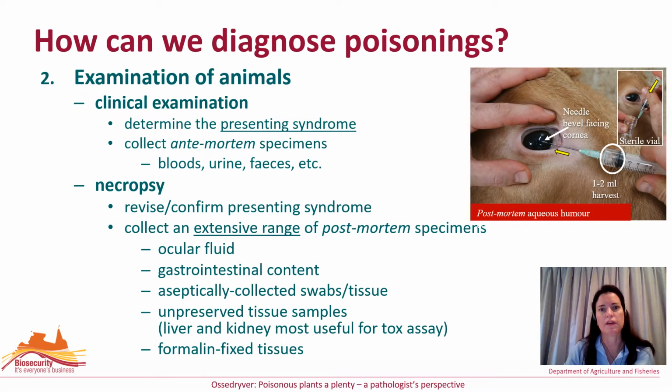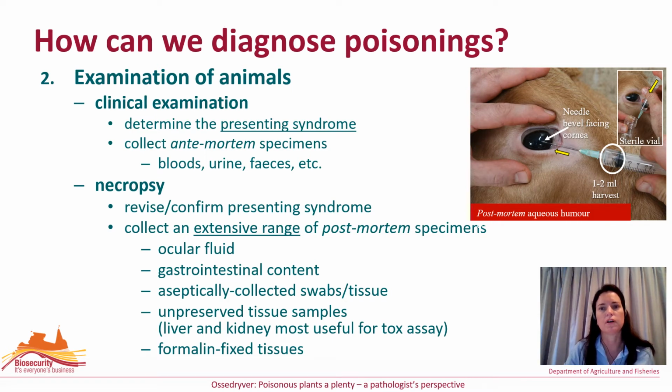Secondly, animals should be examined. Examination of both live affected animals and recently dead animals will allow you to determine the presenting syndrome. Assigning a presenting syndrome allows you to formulate a list of differentials and guides you on what samples may be necessary to collect in order to confirm a diagnosis.